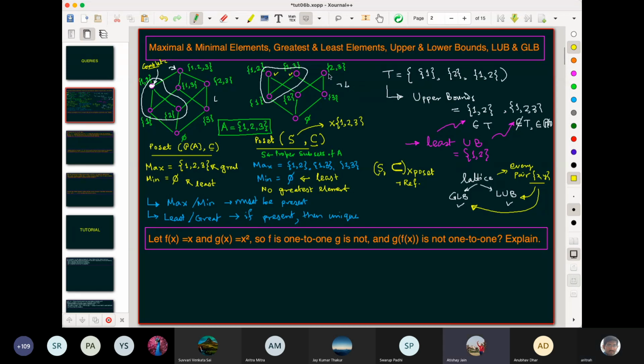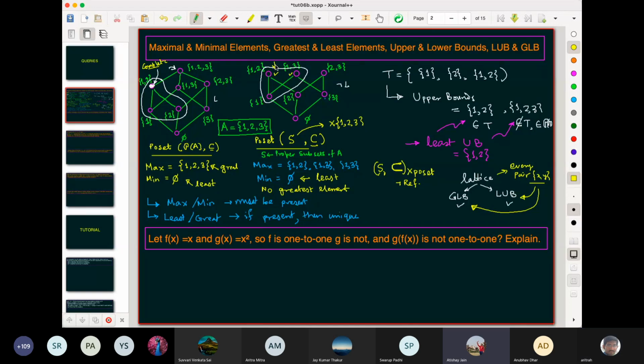So, sir, what is the upper bound here? No, what I'm saying is that these are two maximal elements, right? See, again, the upper bound definition: take a set. If an element is such that all other elements are related to it, it is an upper bound, right? Yes, sir. So here, are there any upper bounds in this? No, sir. So there is no question of a least upper bound.